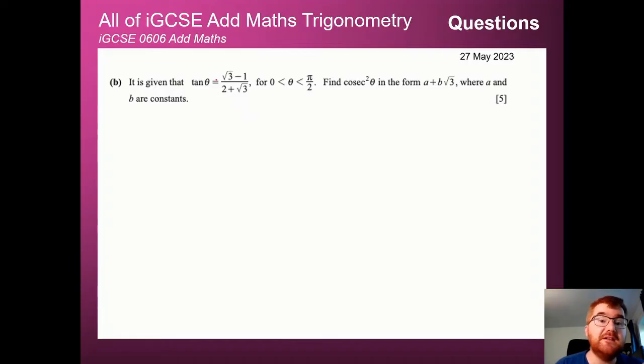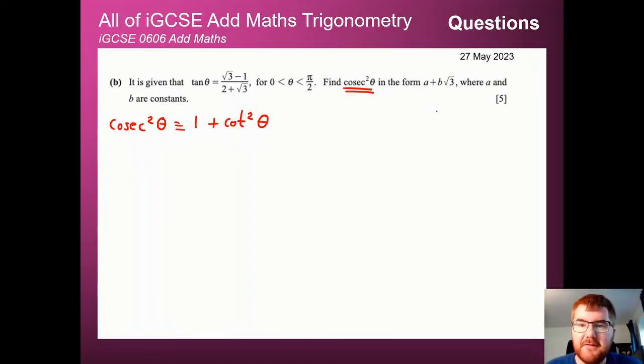So we're given that tan theta is equal to root 3 minus 1 over 2 plus root 3, between 0 and pi over 2, and we want to find cosec squared theta in this particular form. Now the first thing to realise here is to use that formula sheet, because we know that cosec squared theta is equal to 1 plus cot squared theta. So that comes directly from the formula sheet.